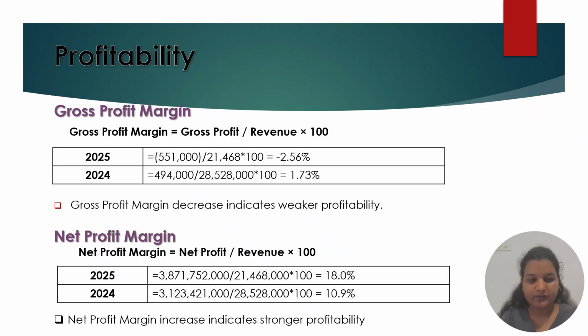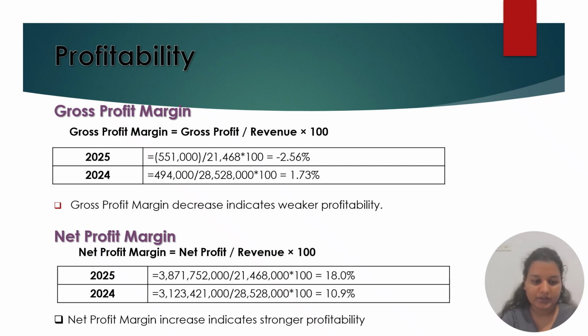I am going to discuss the profitability ratios. Under the profitability ratios, the first one is gross profit margin. The gross profit margin is calculated as gross profit divided by revenue multiplied by 100. 2025 gross profit margin is minus 2.56%. 2024, 1.73%. The gross profit margin decrease indicates weaker profitability compared to the previous year.